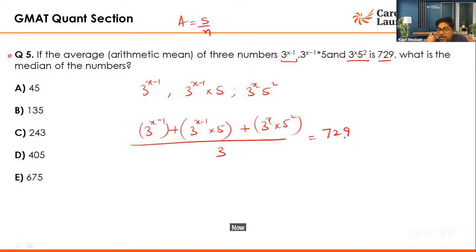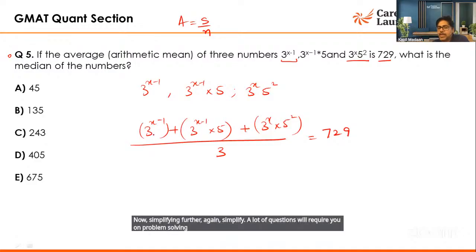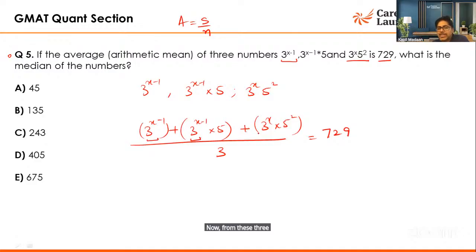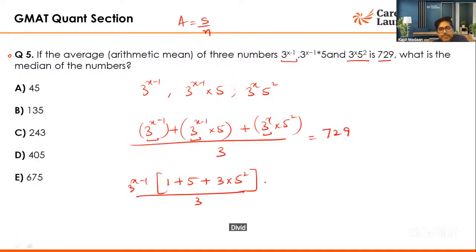Now, simplifying further. Again, simplify. A lot of questions will require you, in problem solving, to simplify. Now, from these three terms, 3 raised to power x minus 1 can be taken common out of these three terms. So what is remaining from the first bracket? That is 1. From the second bracket, that is 5. From the next bracket, that is 5 square, 3 into 5 square, divided by 3 is equal to 729. And 729 can be written as 3 raised to power 6.